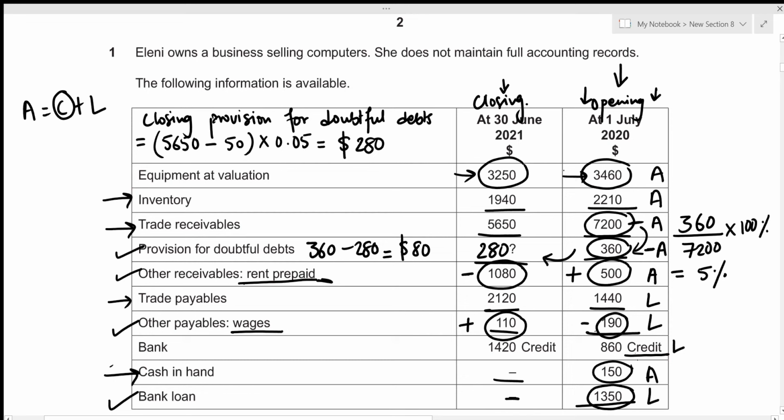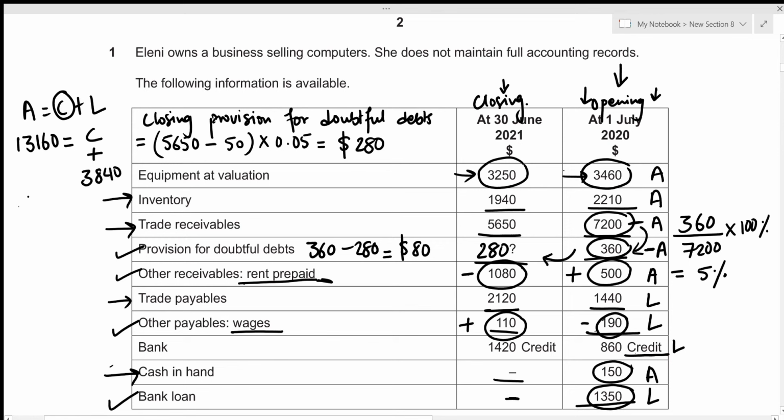Now let's figure out the total for the assets. So that's 3,460 plus 2,210 plus 7,200 minus 360, because we need to subtract the provision for doubtful debts from the trade receivables, plus 500 plus 150. So that gives the total for the assets to be 13,160. Let's write that down. Now we need to figure out the capital, but first let's figure out the total for liabilities as well. That's going to be 1,440 plus 190 plus 860 plus 1,350, which gives the total liabilities to be 3,840. Let's write that down as well.